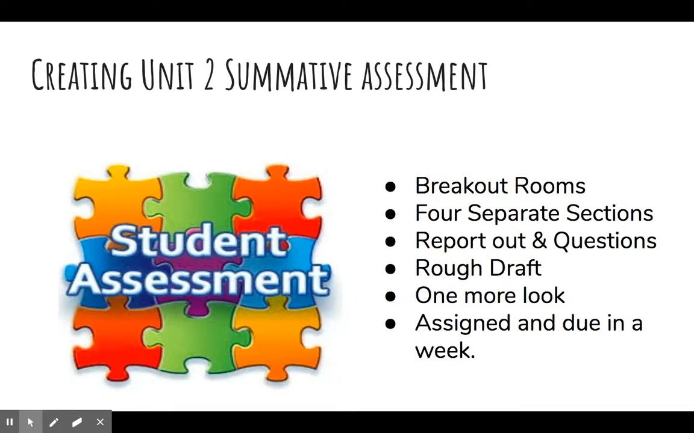We worked on creating the Unit 2 summative assessment. We worked in breakout rooms. We basically jigsawed this entire thing, where there were 4 separate sections to the summative assessment. After you had created your section within your breakout room, we had a report out, and then students questioned any of the portions of the exam that were created by each group.